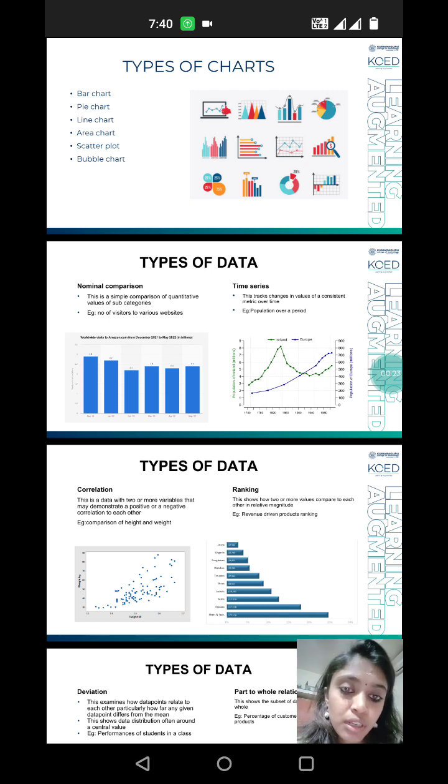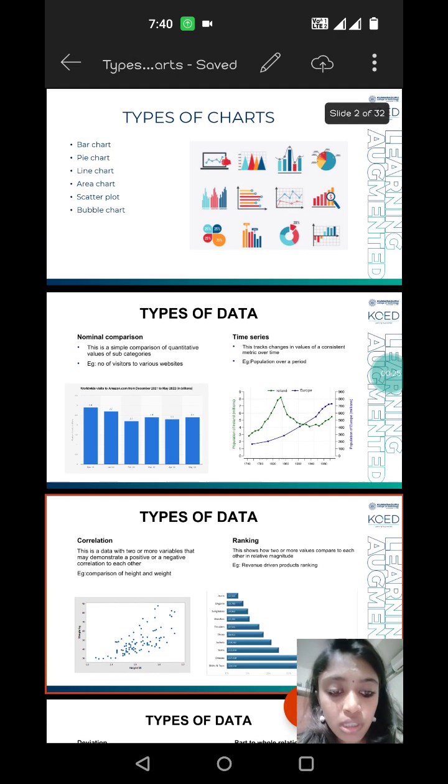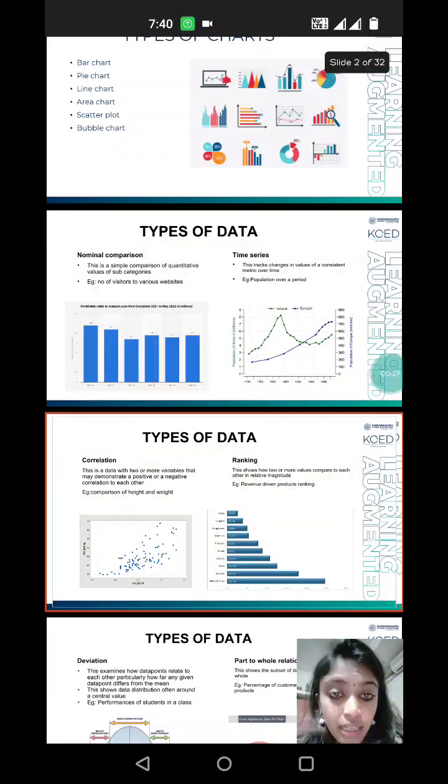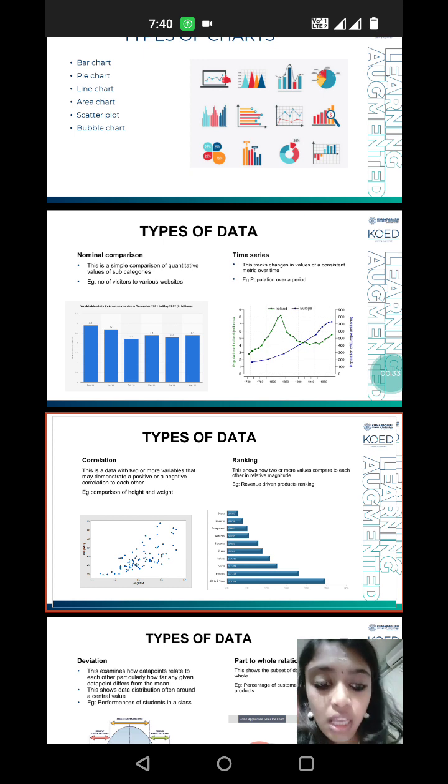In types of chart, the main important thing which plays a role is types of data. Data is of many types and variety, and we can collect those data from multiple sources. So the four types of data which I am going to tell now are nominal comparison, time series, correlation, and ranking.